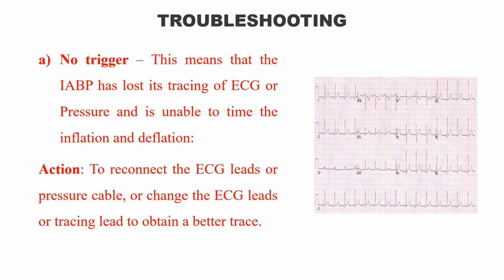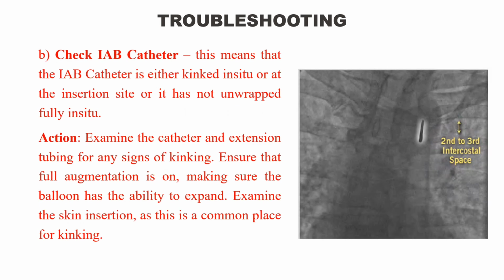Troubleshooting. The following are common problems that may occur when using the IABP. The first one is no trigger. This means that the IABP has lost the tracing of ECG or pressure and is unable to time the inflation and deflation. What action do we have to take? First, reconnect the ECG leads or pressure cable, or change the ECG leads or tracing leads to obtain a better trace. Next, check the IABP catheter. This means that the IABP catheter is either kinked in situ or at the insertion site, or it has not unwrapped fully in situ. What action do we have to take?